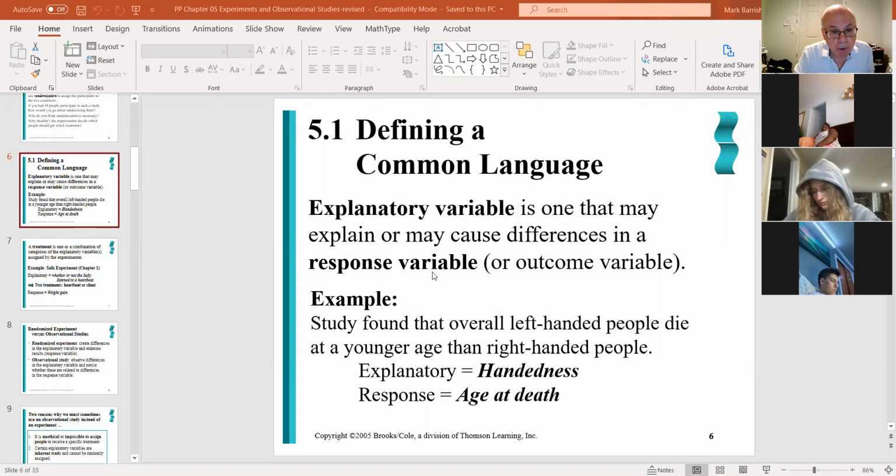Again, we'll review some things we covered last time. The idea that in an experiment, you're going to have 2 types of variables: explanatory variables, the one that explains or causes differences, and another type of variable, which is called the response variable, sometimes called the outcome variable. For example, if you have a study where you're determining whether a left-handed person dies at a younger age than right-handed people, then the explanatory variable is handedness. Handedness meaning left or right. All right, that's your choice, whether you're left-handed or right-handed. And then the response variable is the age a person dies.